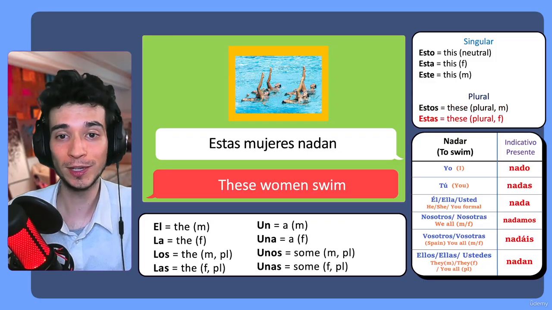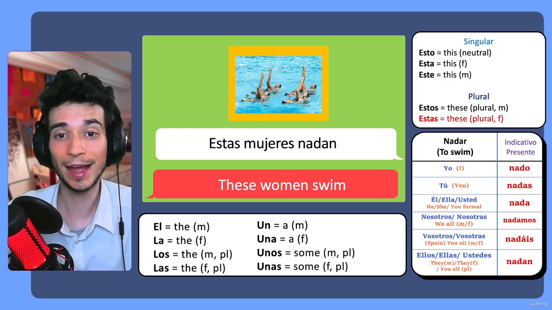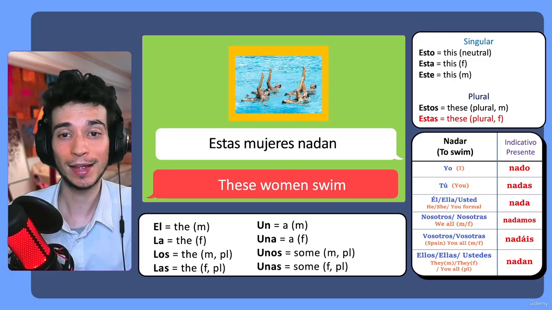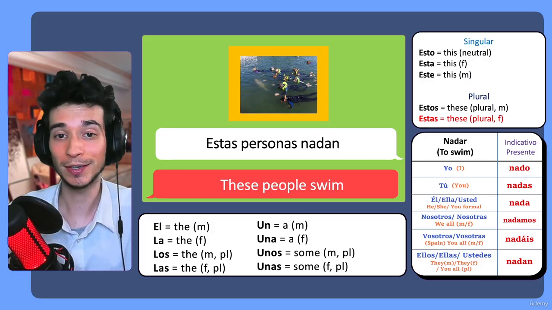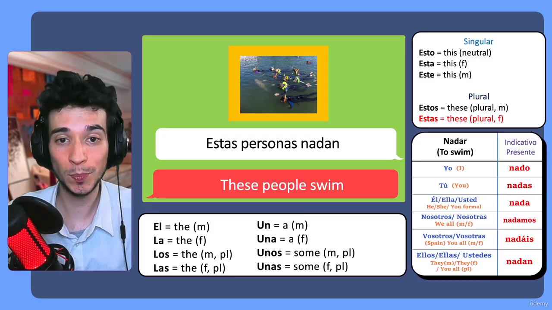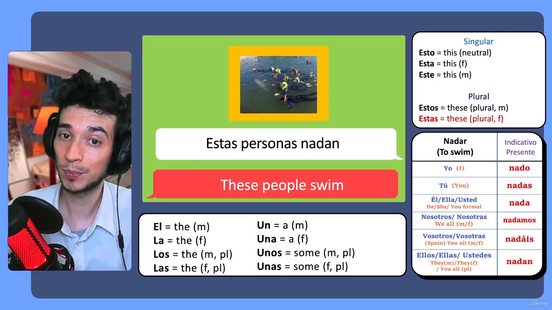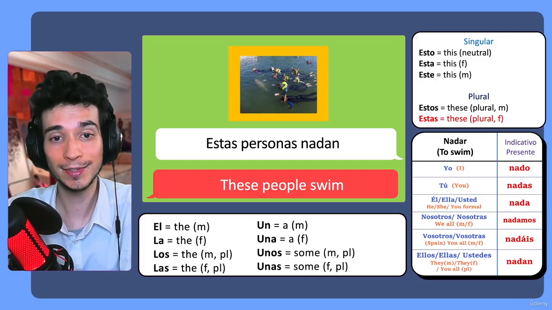And now we're going for female, female plural. Estas mujeres nadan. These women swim. The next one. Estas personas nadan. These people swim.